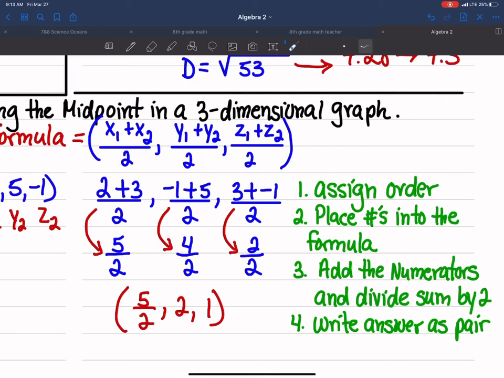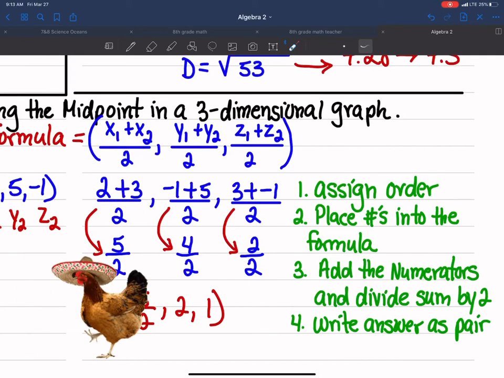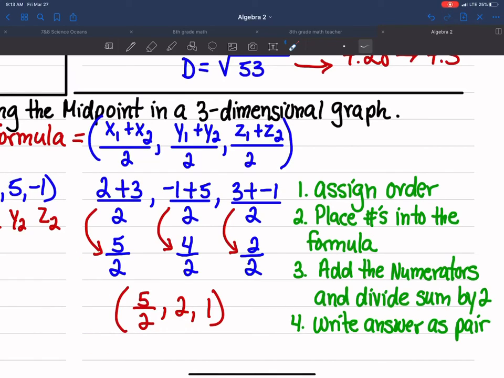Okay, +4. Now in this formula, we do not use the keep change rule. Man, that was almost KFC. I almost got hungry there. I started seeing chickens there for a while. Anyway, let's go back. So we won't do that here. You do that in the distance formula, but not in the midpoint formula. Okay, great.